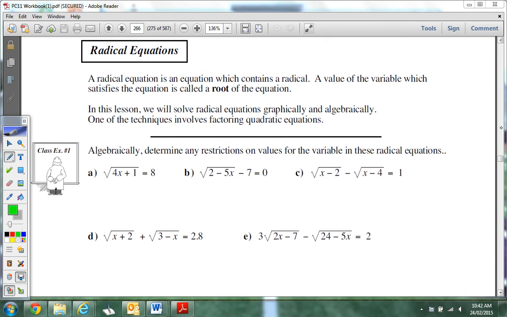All right, so radical equation. A radical equation is an equation which contains a radical. A value of a variable which satisfies the equation is called a root. So the root is a value that satisfies the equation. For example, on those ones, if I set them equal to 0, their roots would have been their domain starting point. We'll get to this in a second, but that last one will be 3 halves if it was equal to 0, because that's where it's flat. Okay. All right, so let's look at these here.